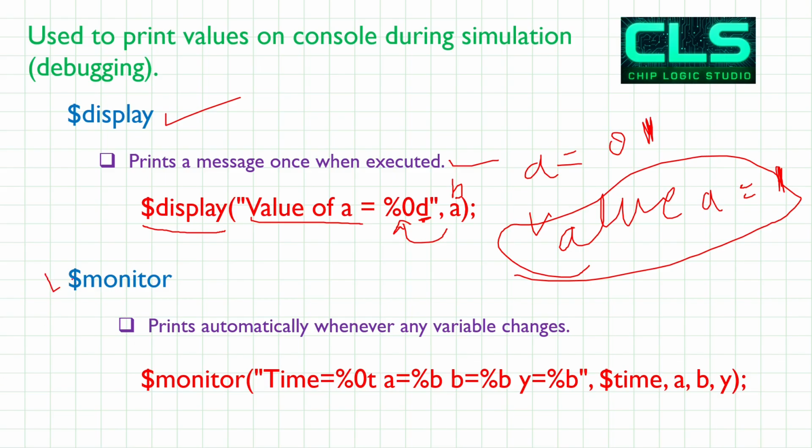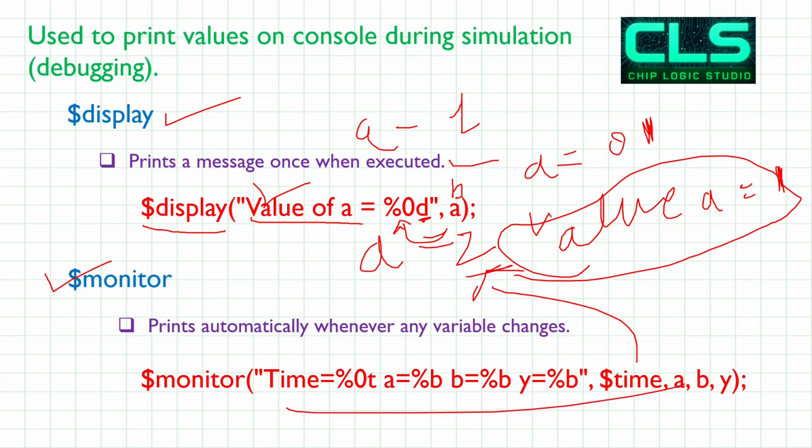Similar to that, $monitor is also there for printing, but whenever the sensitivity list or input changes, it will print. For example, if a is declared in the code with value 1, but afterwards its value changes to 2, the $display statement will not print this value 2, but the $monitor statement will print it. Every time a changes, the value will be printed by $monitor. The rest of the things are the same, and $time we will cover in a future slide.